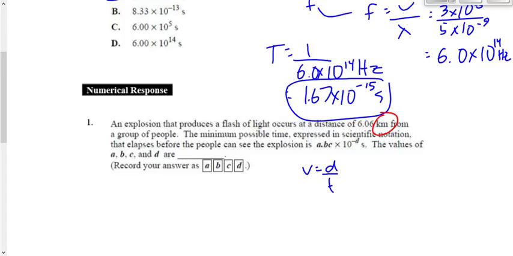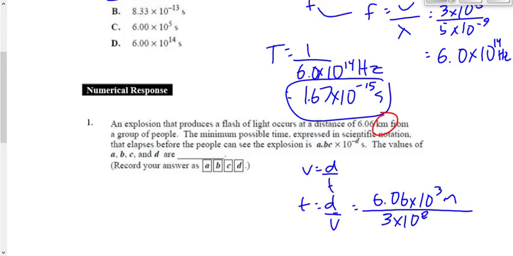All right, we know what that is. We're looking for time here. Let's rearrange that. D over V. Distance is 6.06 times 10 to the 3 meters. Or you could have said 6,060 meters divided by 3 times 10 to the 8 meters per second. That gives us 2.02 times 10 to the negative 5 seconds.